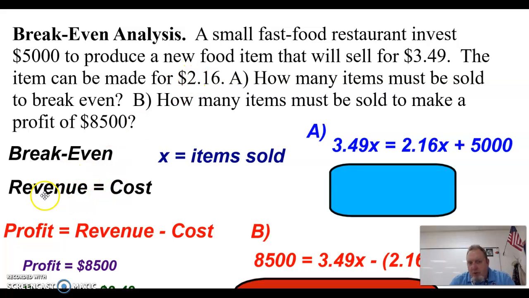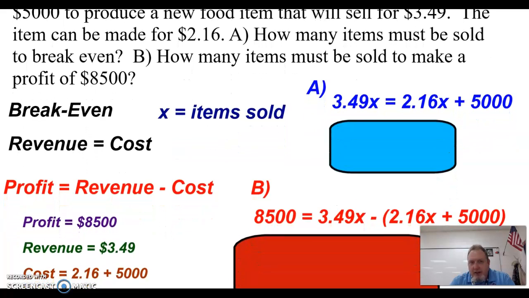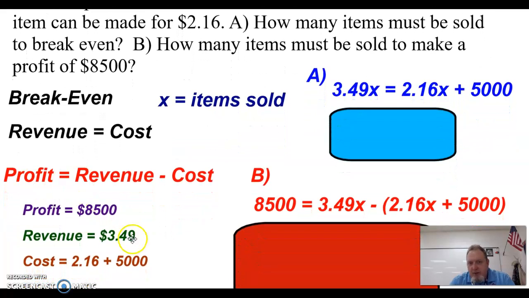So their revenue, that's how much they are charging or selling it for. That's the $3.49 here, and you can see that down at the bottom. So our revenue, $3.49 per item. Our cost is $2.16 per item plus... So again, revenue $3.49 per item. Our cost is $2.16 per item to produce it, plus the $5,000 investment that they had.